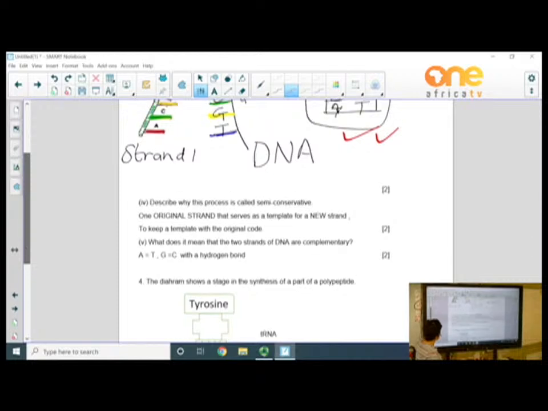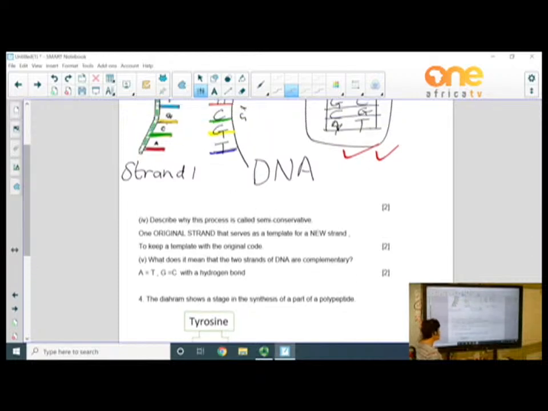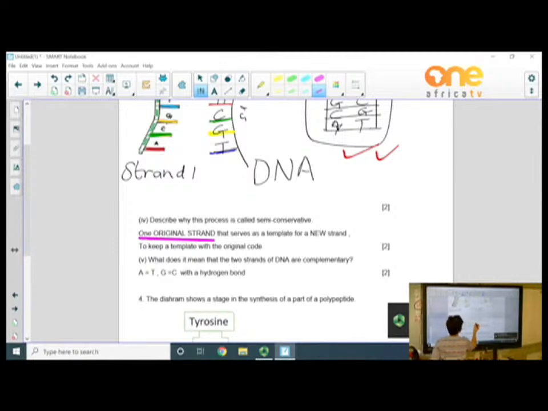Describe why this process is called semi-conservative. Then the answer there will be the words that one original strand serves as a template for the new strand, and the new strand, that will be my second mark in yellow, to keep the original, to use as a template for the original code.